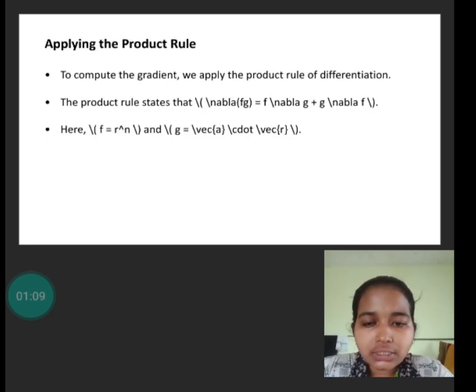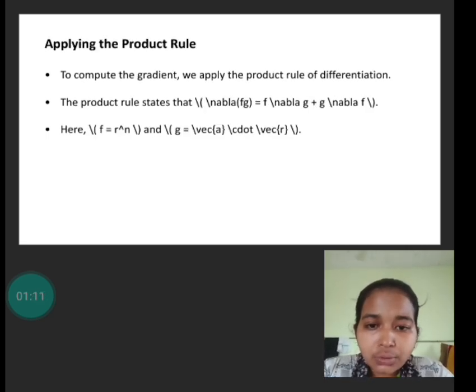And we have to discuss applying the product rule. To compute the gradient, we apply the product rule for differentiation. The product rule states that nabla of (FG) is equal to F nabla G plus G nabla F. Here F is equal to r^n and G is equal to vector A dot vector r.